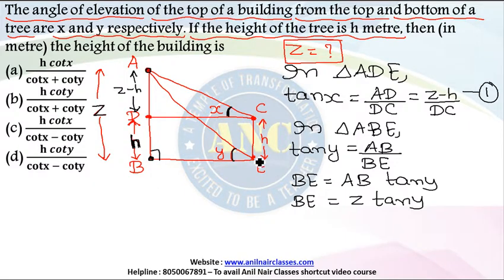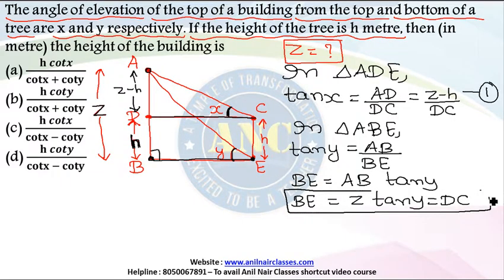This particular value BE is nothing but Z divided by tan y, and that BE value is absolutely the same as the DC value. Both are the same. That means this DC value I will substitute in equation 1. These are all step by step methods. If the question is not given in terms of numerical values, there is no other way, sir.